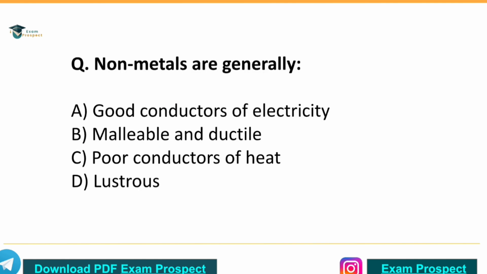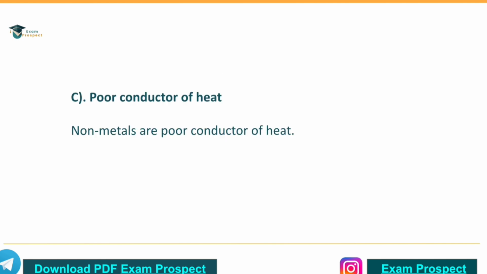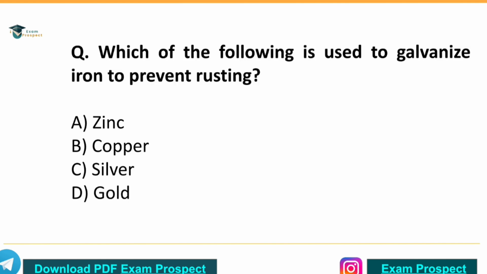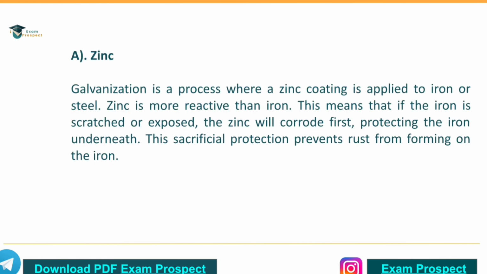Next question, non-metals are generally...? Correct answer is option C, poor conductors of heat. Next question, which of the following is used to galvanize iron to prevent rusting? Correct answer is option A, zinc.